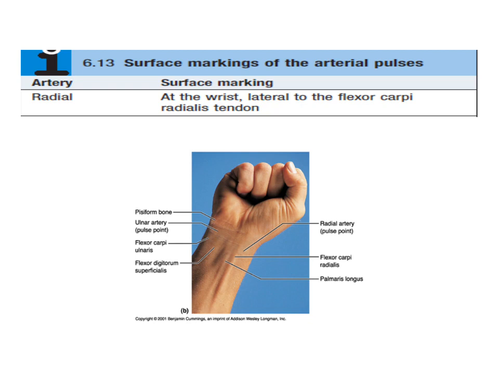Regarding the radial artery, which is the focus of our lecture, if we study the surface marking, the radial artery is felt in the wrist, lateral to the flexor carpi radialis tendon, as we can see over here. So it is felt lateral to this tendon, particularly at this spot.